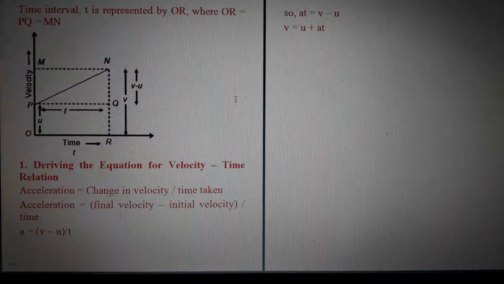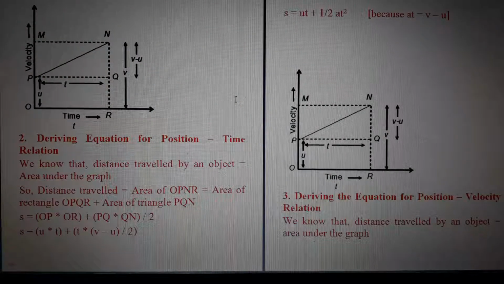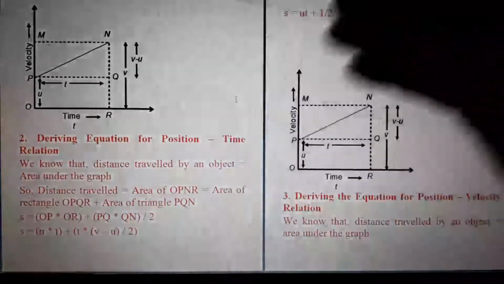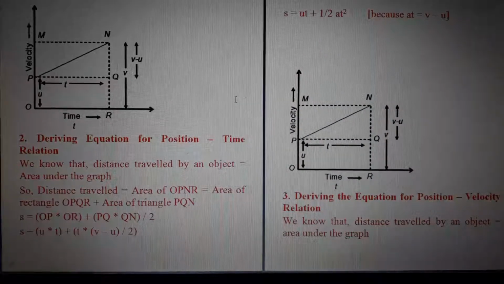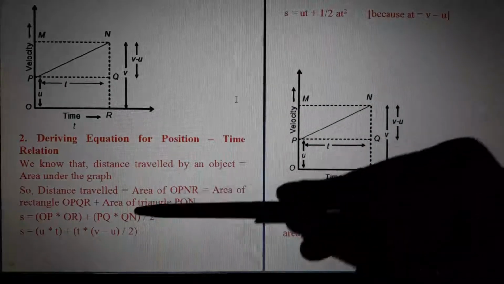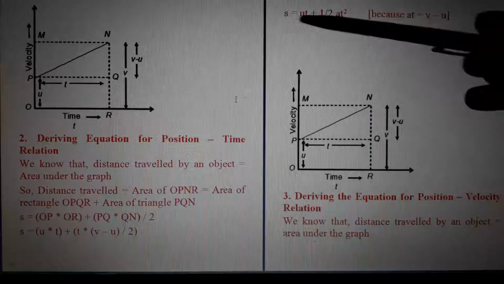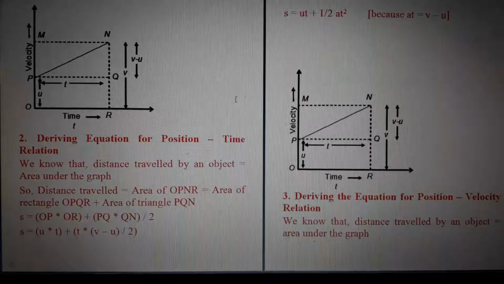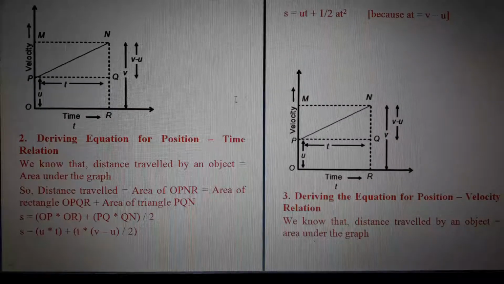For the second one, we need the area of the entire part, which gives us this rectangle plus this triangle's area. From that equation, substituting all those things, we will get S is equal to ut plus half at square, isn't it? Now we derive the third equation, relating position and velocity.